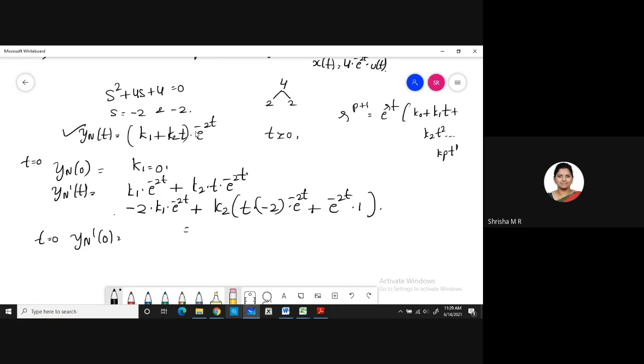You try to get an equation. So minus 2 K1 into e power minus 2t plus K2 into t into minus 2 into e power minus 2t plus K2 into e power minus 2t. So if you substitute t is equal to 0 in this equation, you will get minus 2 K1 plus this will be 0 plus K2, correct, is equal to 0. Got it, everyone?